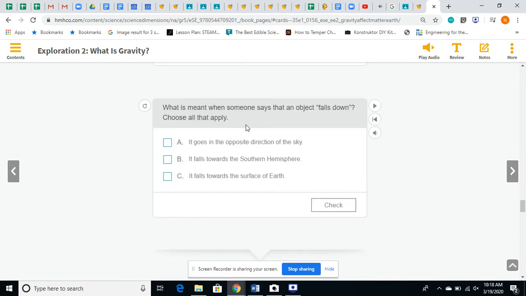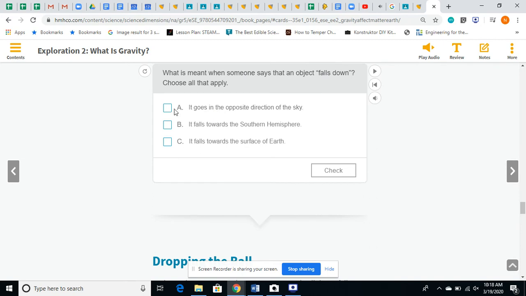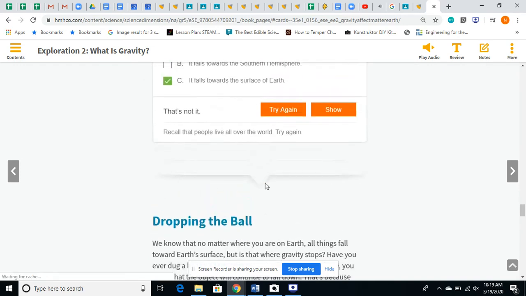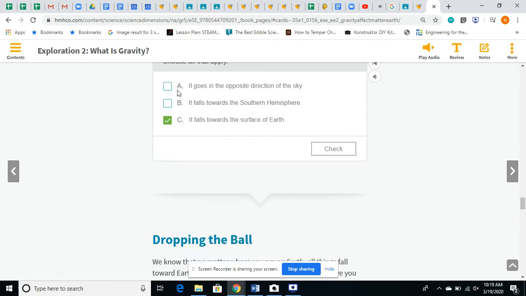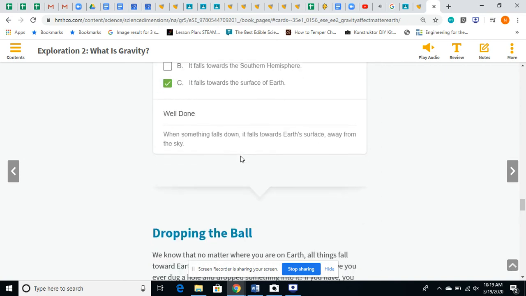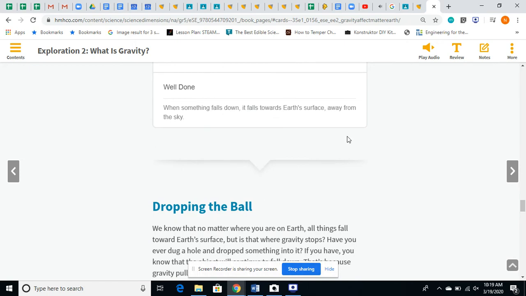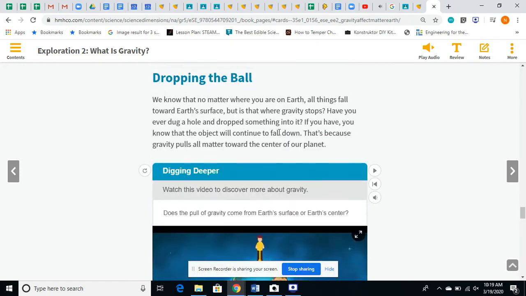What is meant when someone says that objects fall down? It goes in the opposite direction of the sky? No. It falls towards the southern hemisphere? No. It falls towards Earth. Actually, I got that wrong. It goes in the opposite direction of the sky. Sorry about that. There you go. Away from the sky.